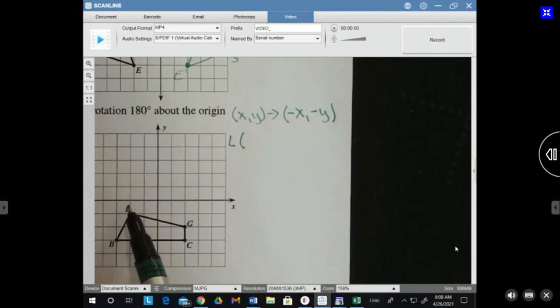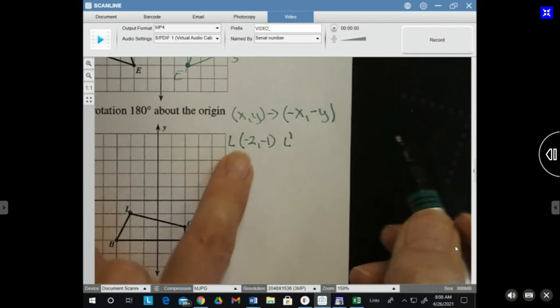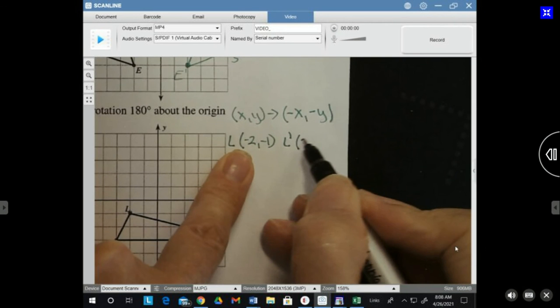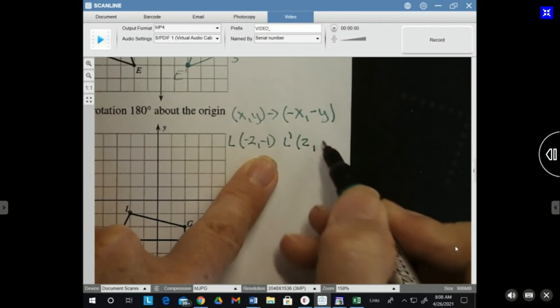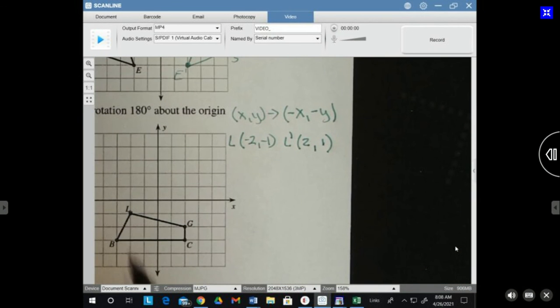Left 2. So -2, -1. So L prime, what's the opposite of -2? And what's the opposite of -1? Okay, so L prime is right 2, up 1.